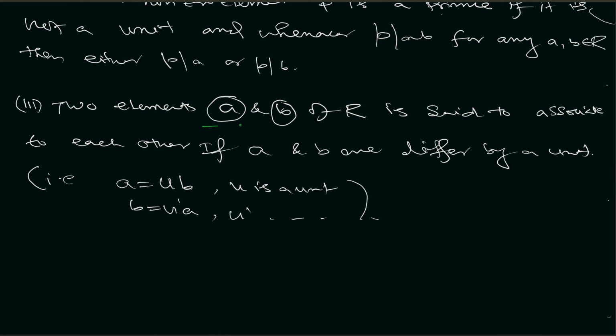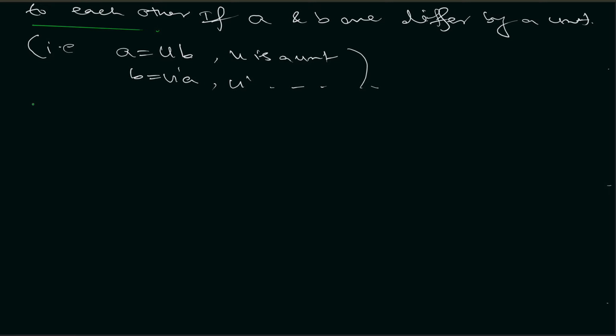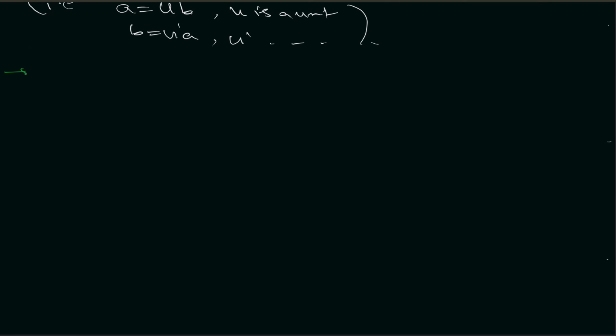And two elements a and b are said to be associates of each other if they differ by a unit. That means a equals some unit times b, or b equals some unit times a. That's the idea. So now I am defining a proposition here in a PID, that means principal ideal domain, where every ideal is generated by a single element.